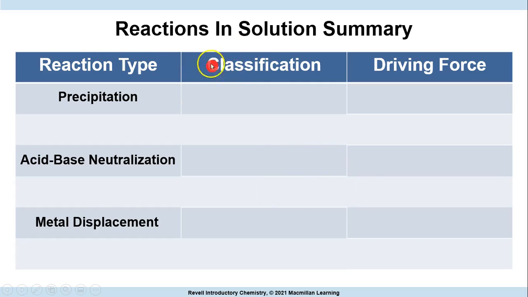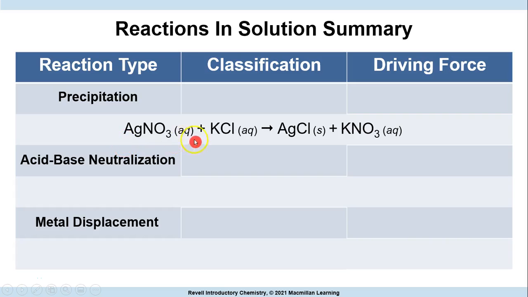So we are looking at the reactions in solution summary and the classification and driving force. The first that we are going to see is silver nitrate reacting with potassium chloride to give silver chloride and potassium nitrate. So what kind of a reaction is this? How do we classify this? This is a double displacement reaction, and the driving force is the formation of the solid, which is the precipitate.